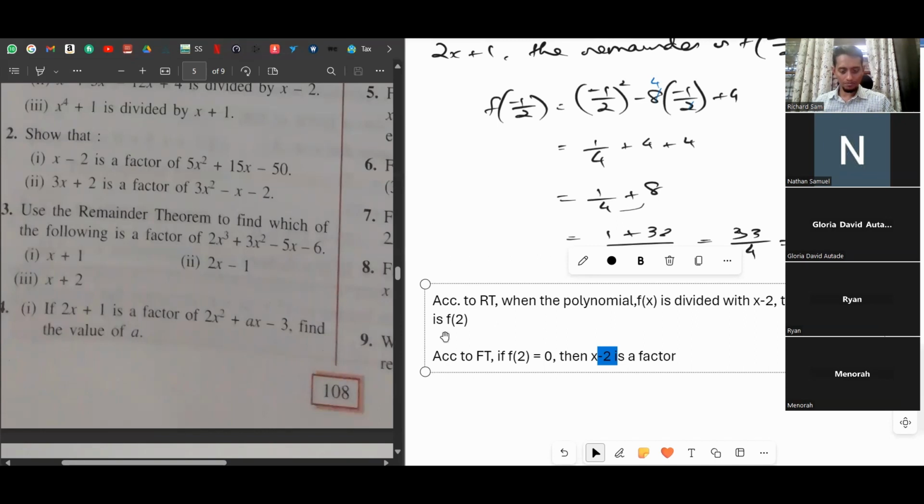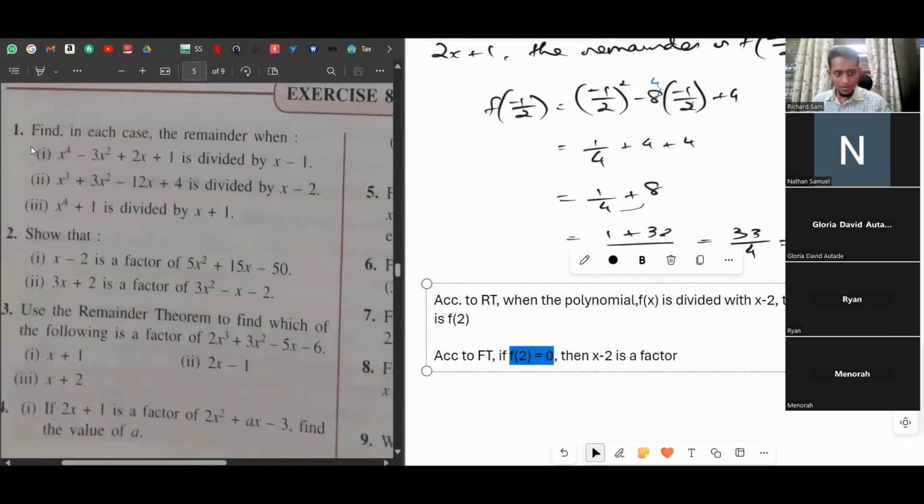So, for question 2.1, you write these two statements. And which statement will you actually use for your answer? Remainder theorem or factor theorem? The question is what? Show that this is a factor, no? So you're using the factor theorem. So according to the factor theorem, if f of 2 is 0, we'll work on the statement. Understand the concept now? We'll work on making the statement correct, okay?